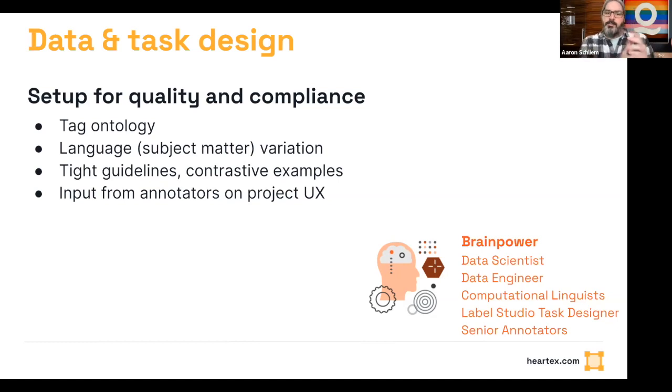The last piece is really thinking about the UX of the annotation process. It's very easy, and this is true of any UX work, for one person or a small group of people to have a hypothesis or a mindscape of how an actual user, in our case, an annotator, is going to experience an interface, right? It's more effective to bring those people into the conversation.